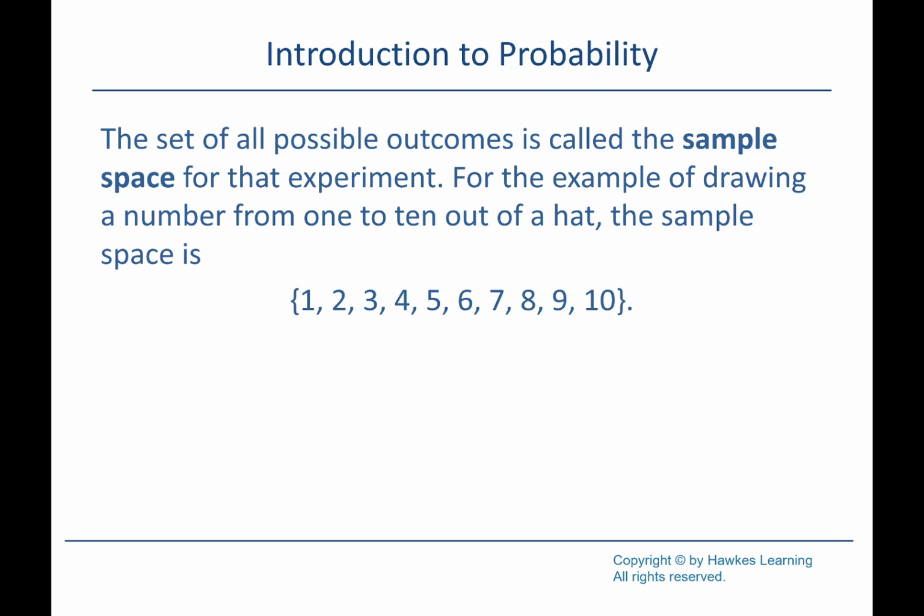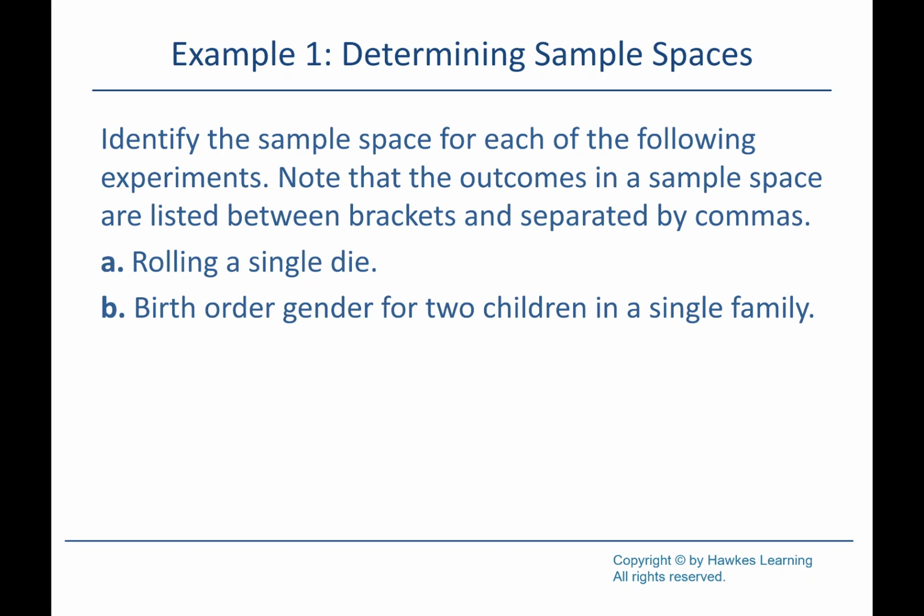So let's see if we can come up with a couple sample spaces here. We want to identify the sample space for each one of the following experiments. A says we're rolling a single die, so if it doesn't say, it's talking about a 6-sided die. So we want our brackets. And then what are the possibilities if we're rolling a 6-sided die?